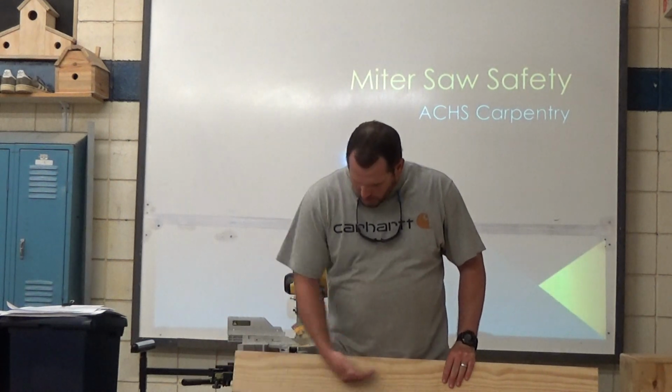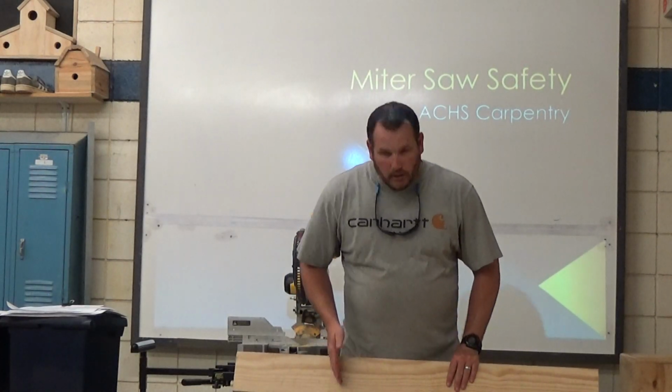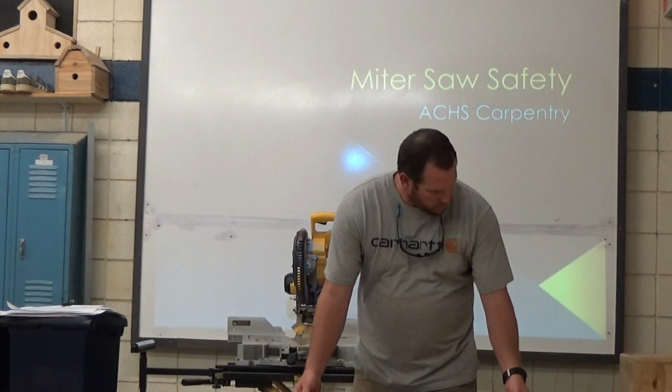Rip cutting is cutting with the grain. So if I tell you to rip something down, you do that on a table saw. If you're going to cross cut it, you're going to cut it across the grain this way. All right.